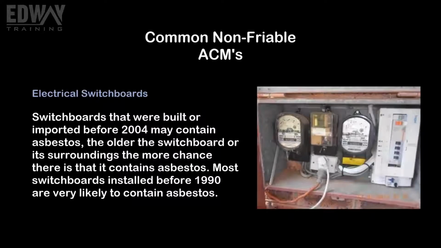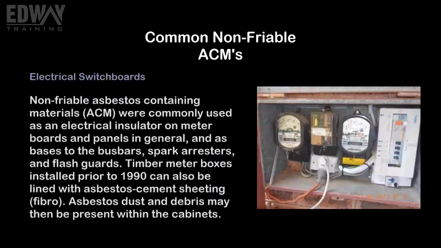Electrical switchboards. Switchboards that were built or imported before 2004 may contain asbestos. The older the switchboard or its surroundings, the more chance there is it contains asbestos. Most switchboards installed before 1990 are very likely to contain asbestos. Non-friable asbestos containing materials, ACMs, were commonly used as an electrical insulator on meter boards and panels in general, and as bases to bus bars, spark arresters and flashcards.